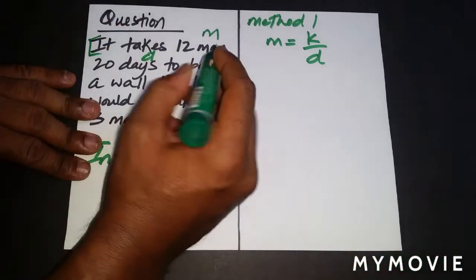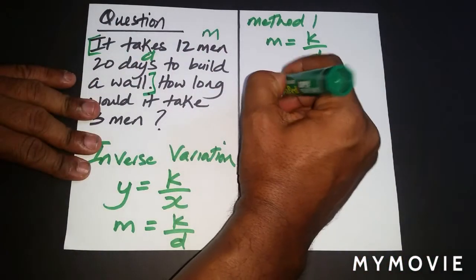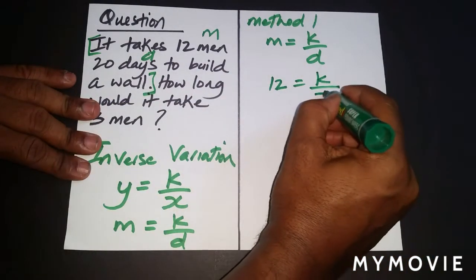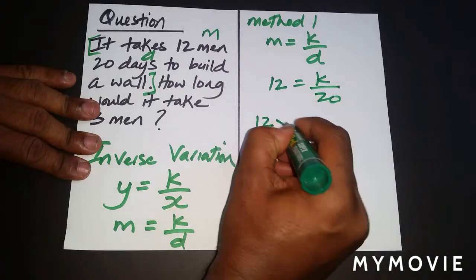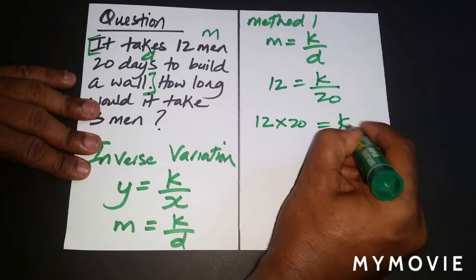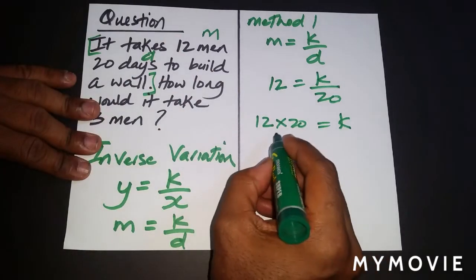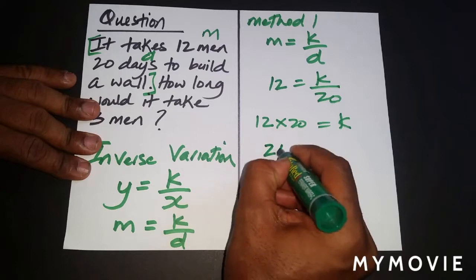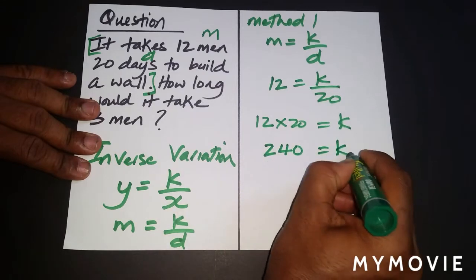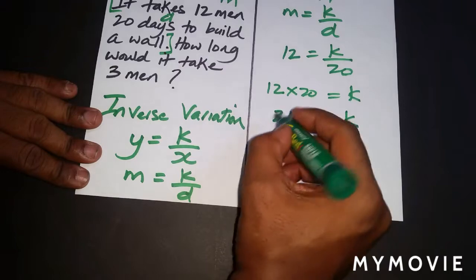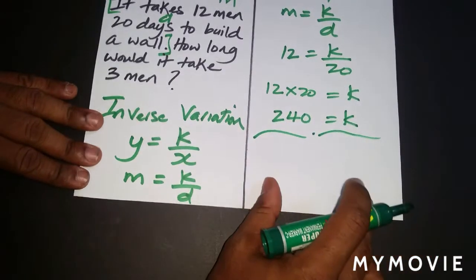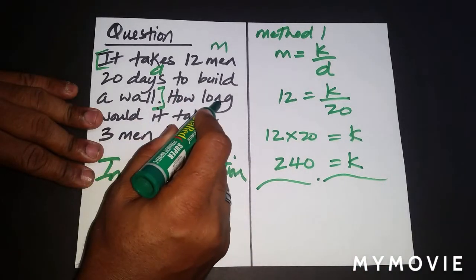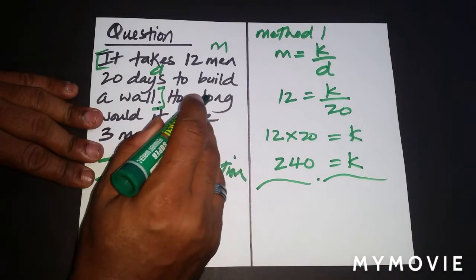So let's take a look at this. The first sentence says it takes 12 men 20 days. So 12 times 20 equals k. So this would be 2 twos are 4, and 2, so that's 240, and that is k. Now, we found the constant of variation, which is k, and now what we need to do is to answer the question: how long would it take 3 men?